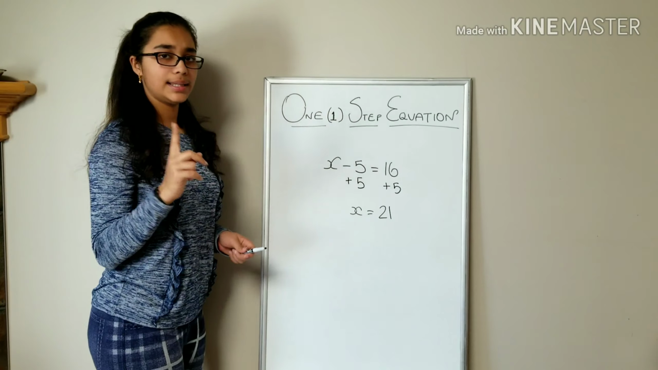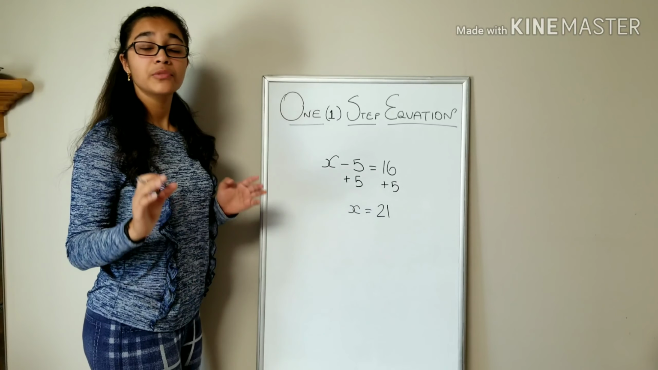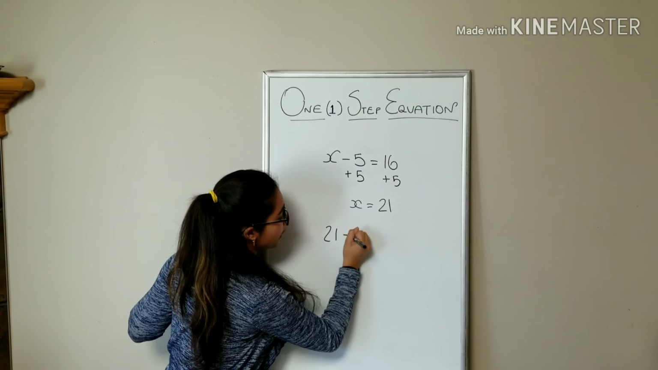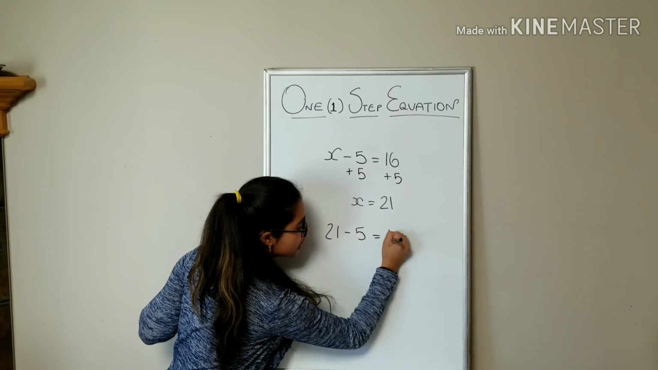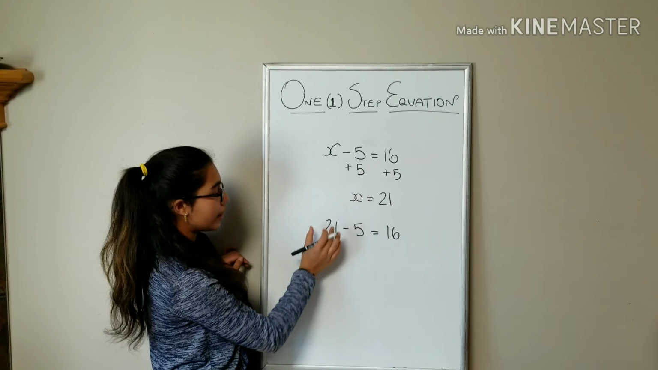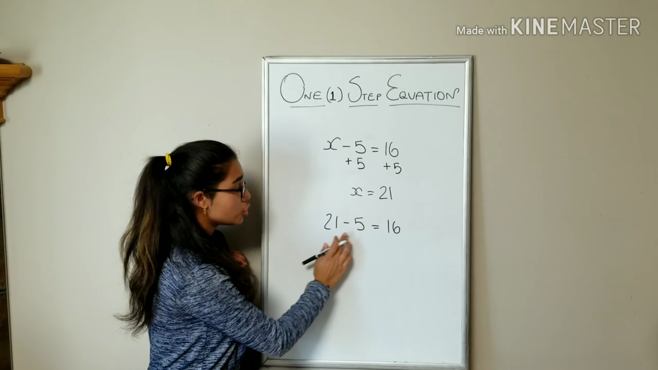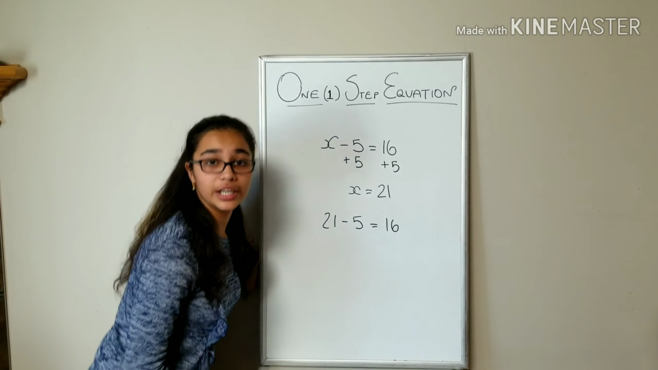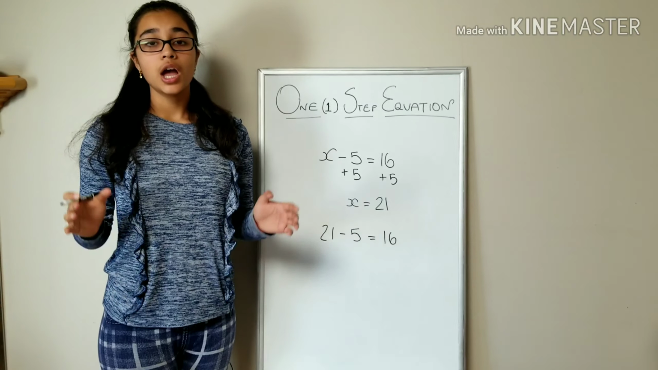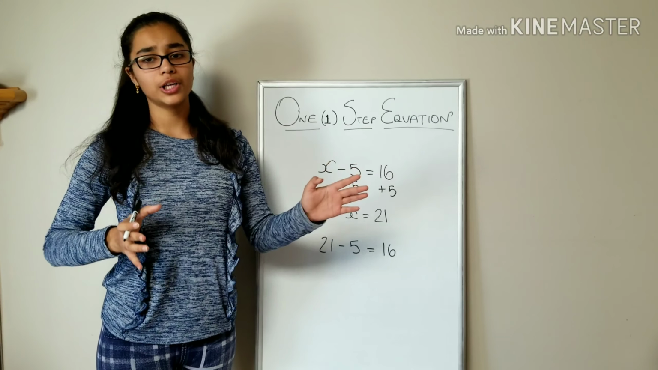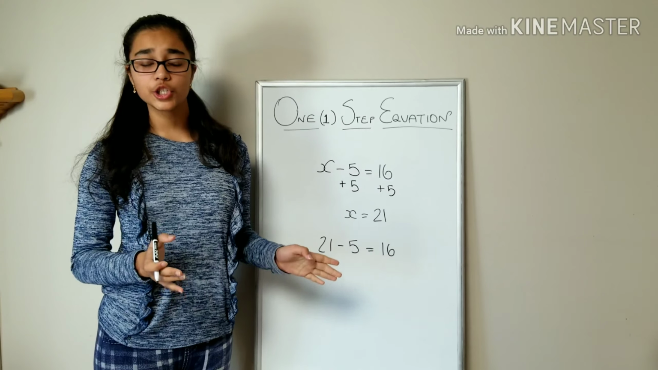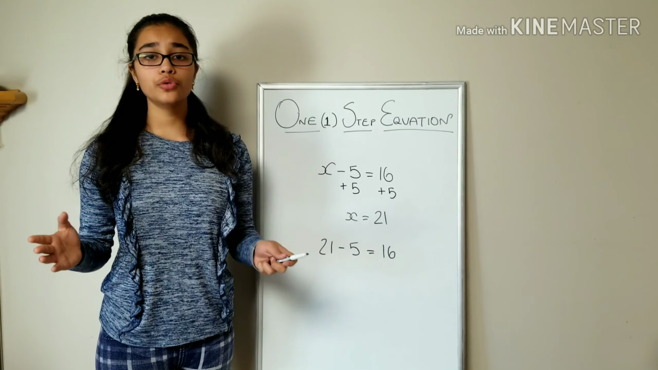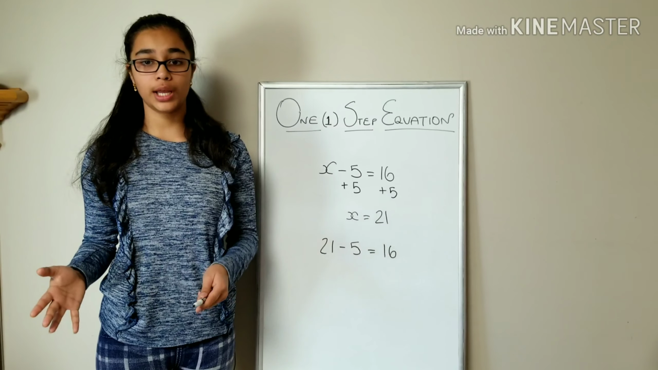Now, let's substitute our 21 instead of x to find out if we have the right answer. 21 minus 5 equals 16. Here I've put my 21 instead of my x. 21 minus 5 is 16. So meaning we know that our answer here is correct. Remember, this process of getting the unknown value by itself works with fractions and decimals and any other type of number that you can use. So don't think of it as just addition and subtraction.